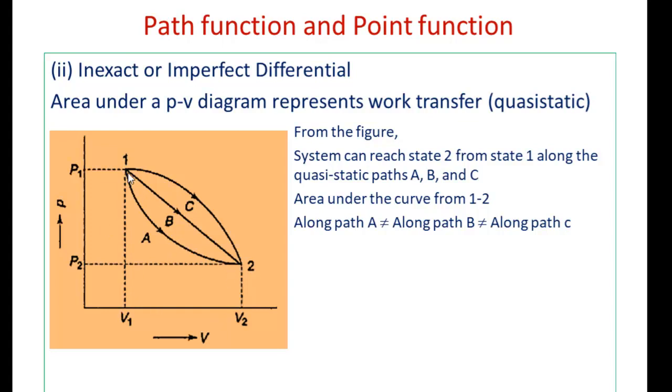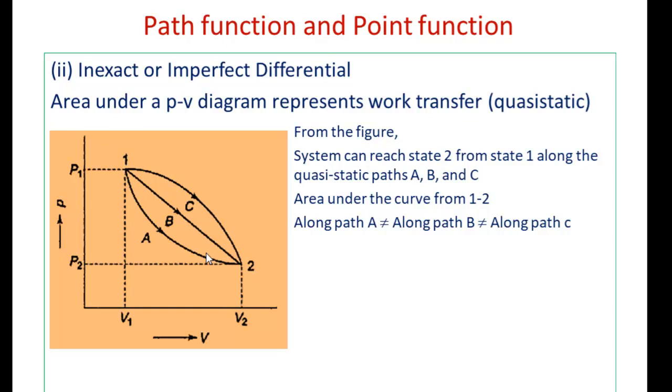If it is the area under the curve along path B, then the area is different. The area under the curve along path C is going to be still higher and it is different. Okay. So the area under the curve in a PV diagram represents the work transfer. If the system follows path A, the work transfer is going to be small. If the system undergoes a change of state from 1 to 2 along path B, then the work transfer is going to be more because the area under the curve in the PV diagram is higher. Now in the case of path C, we are going to get a still higher area under the curve, therefore the work transfer during the process 1 to 2 along path C is going to be more, right?